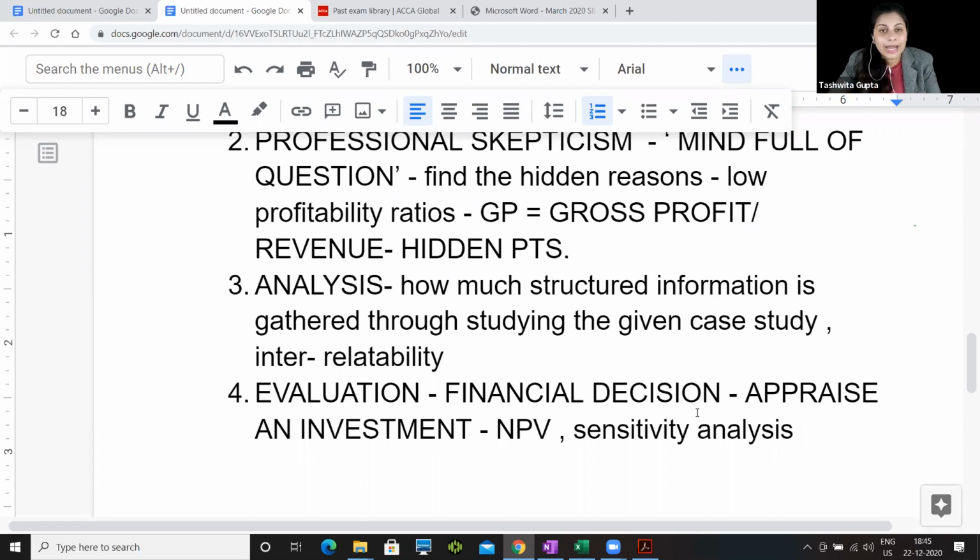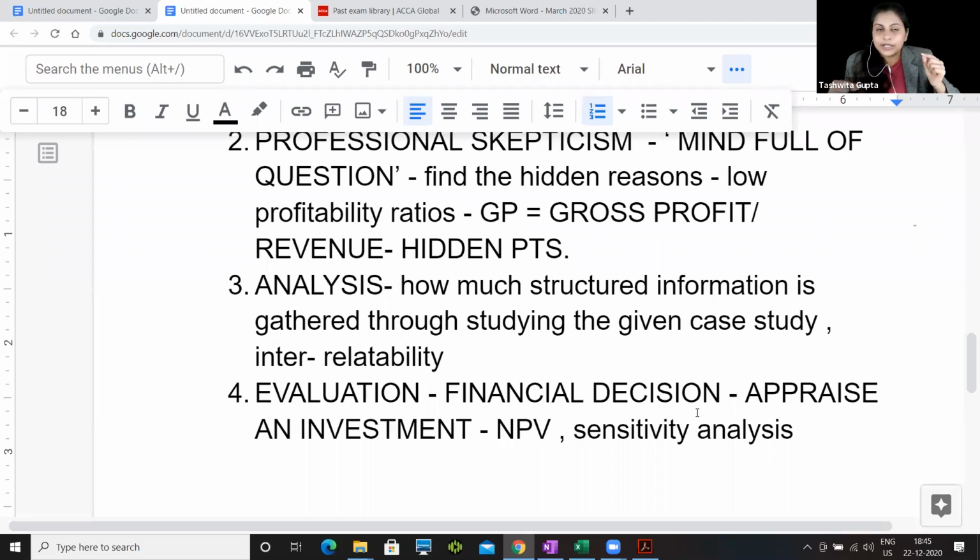I don't know what will happen, so I can't predict things perfectly. So in that case, we conduct the sensitivity analysis. I say if there is one variable factor, if there is one factor on which my net present value depends, and there is a 10% change in it, how will that affect my NPV?